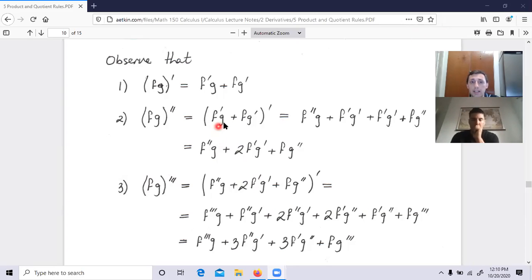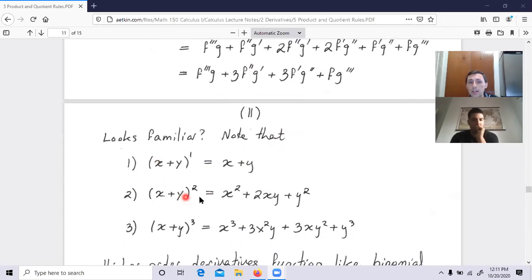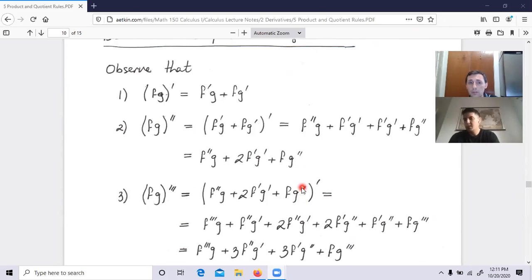So this looks like the expansion of degree 2. Look at it. One derivative of x plus y: it's like the first thing, the second thing, each to the power of 1. Look at what happens when I square: first thing squared, 2 times first thing not squared times second thing not squared, and second thing squared.